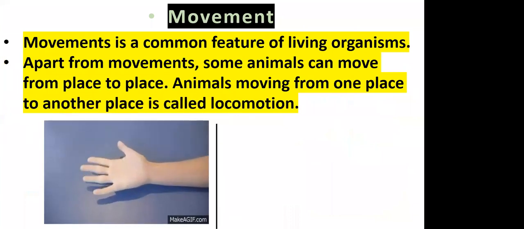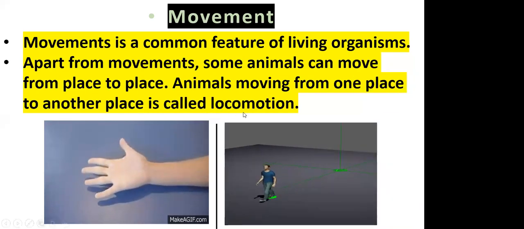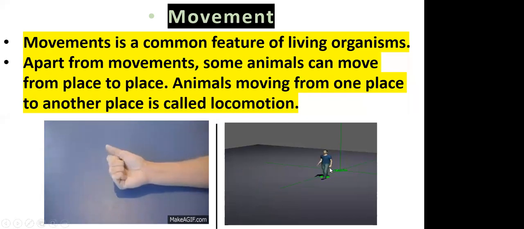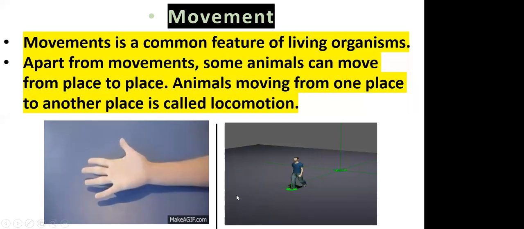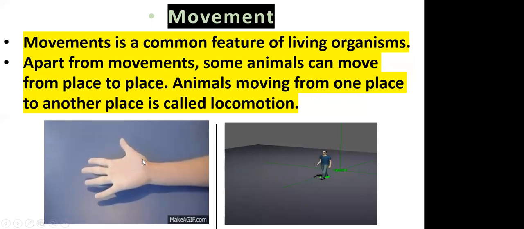Okay, then the next one is movement. Now you can see this is movement, moving one part of the body. And the next one is moving from one place to another place. That is known as locomotion. One man is moving from one place to another place. That is locomotion. If you are moving a part of the body, that is movement.